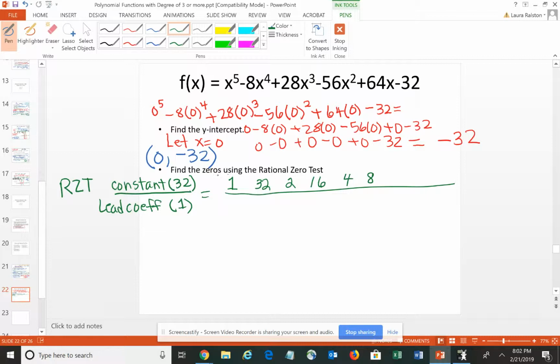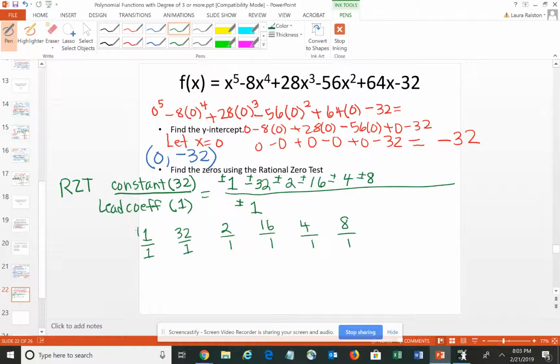And the thing is, I don't know whether these were positive or negative. So I have to allow for the fact that they could be positive or negative. And then I have to think about what can I multiply and get 1 in the denominator? Well, the only thing I can multiply together to get 1 in the denominator is 1. So then I have to think about all of those ratios or fractions. I'm going to have 1 to 1, 32 to 1, 2 to 1, 16 to 1, 4 to 1, and 8 to 1.